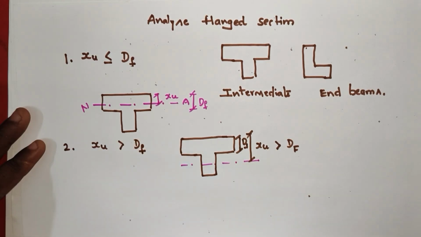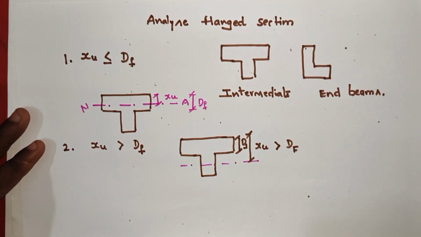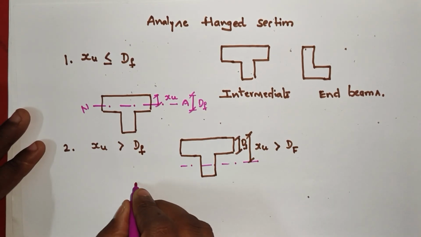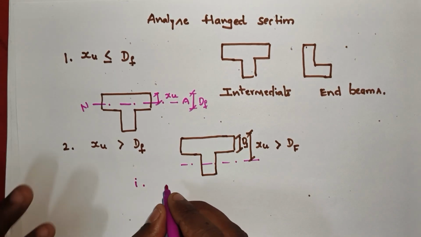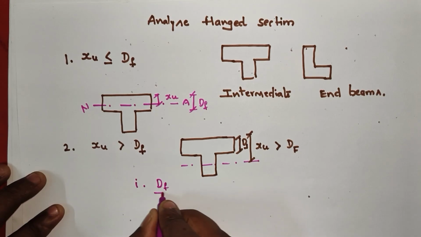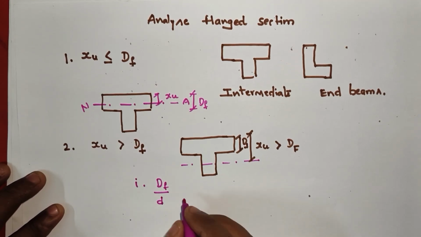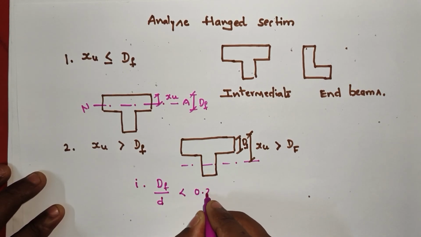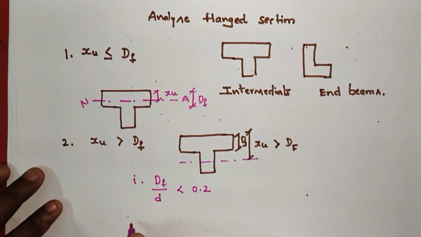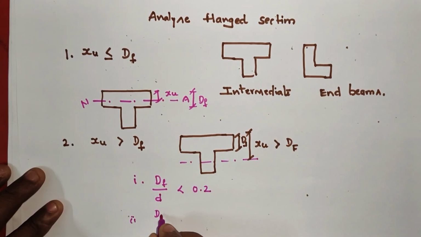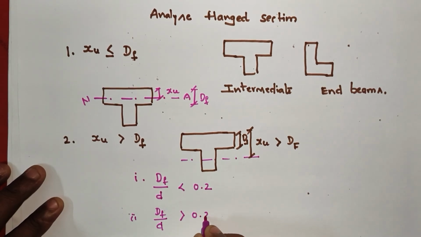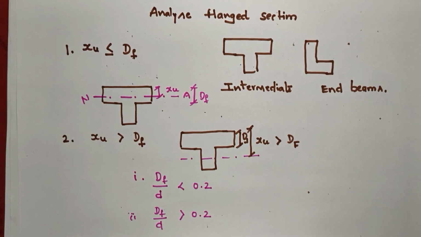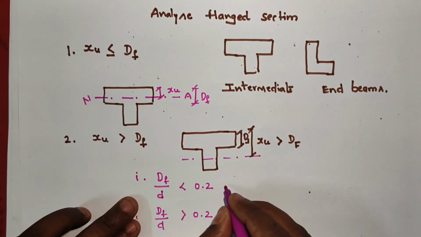In case 2, there are two cases again. Case number 1, DF by small d value less than 0.2. Case 2, DF by small d value greater than 0.2. It means that, what's the meaning of this one?